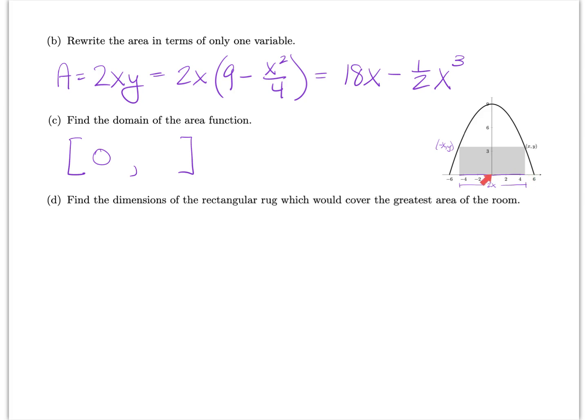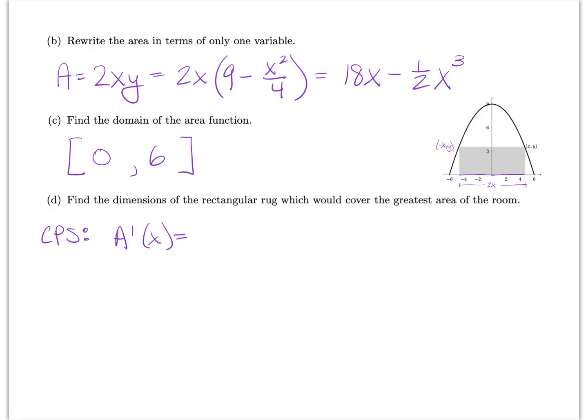So if you have an x value of 6, you can go 6 and negative 6. Again, your area is going to be 0 because you can't come out from the wall at all if you go all the way to 6. But technically 6 is the largest the x value can be for this rug. Okay, next I want to find the dimensions of the rectangular rug which would cover the greatest area. So the maximum area is going to happen at a critical point or an endpoint of the domain. I've already got the domain endpoints here. I have to find critical points by taking the derivative and setting it equal to 0.